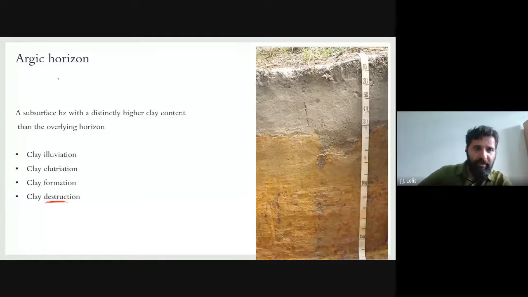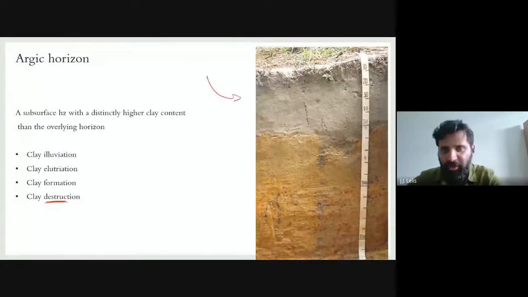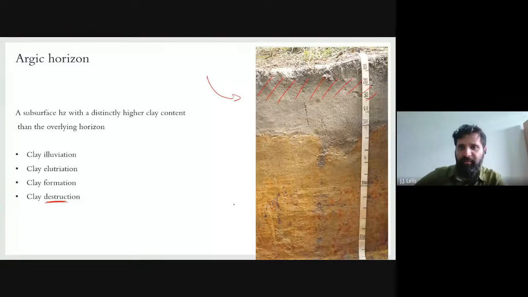In some regions, we have intense destruction of clay in the surface. And in these cases, the surface horizon presents a sandy texture, and the subsurface horizon presents a clay texture. So even the destruction of clay could create an argillic horizon.